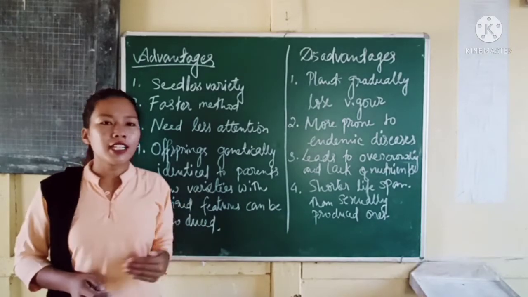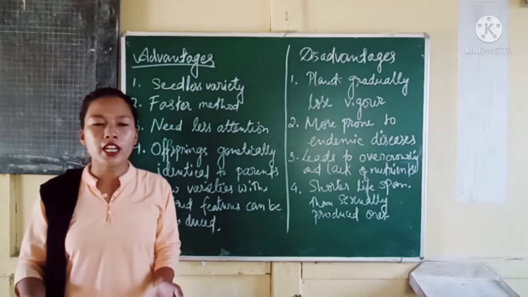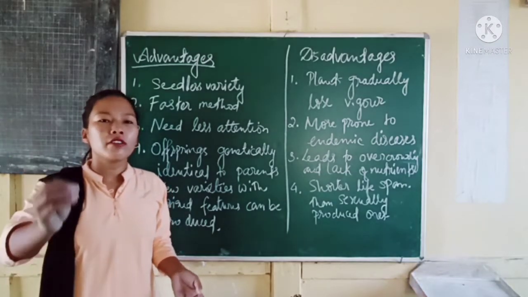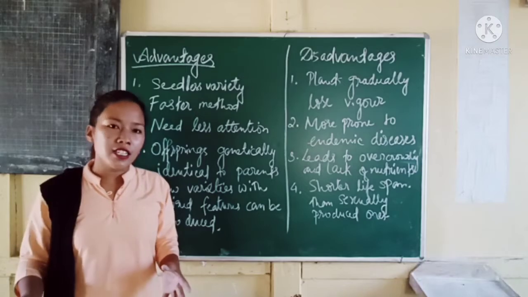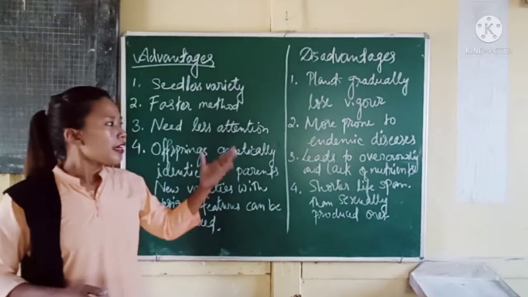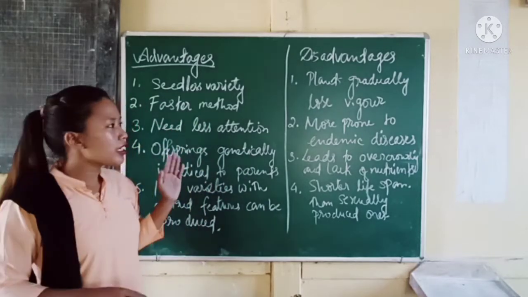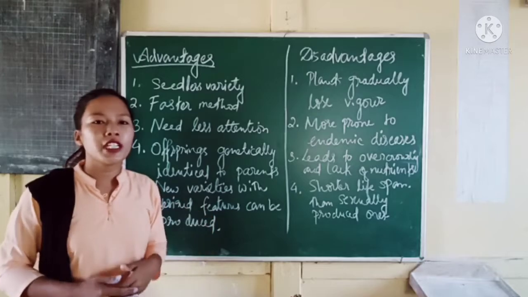Sexual reproduction takes place with the help of pollination. After pollination is done, the pollen grains fertilize, and that is how we get the new plant. Here we are going to talk about vegetative propagation, its advantages and then disadvantages.